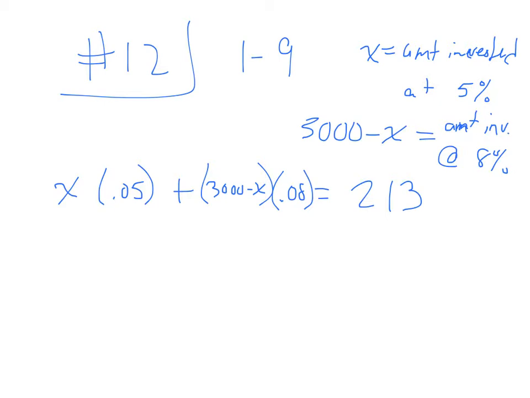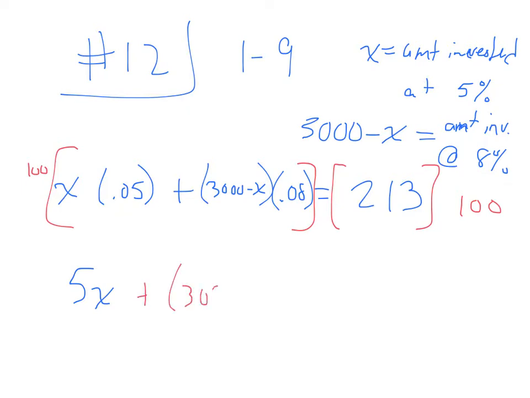I recommend just distributing the 0.08 or maybe even multiplying by 100 to start the problem off. Multiply everything by 100. This becomes 5X, plus 3,000 minus X times 8, equals 21300. Just makes it a lot easier to solve, doesn't it? Looking at it like this without the decimals.